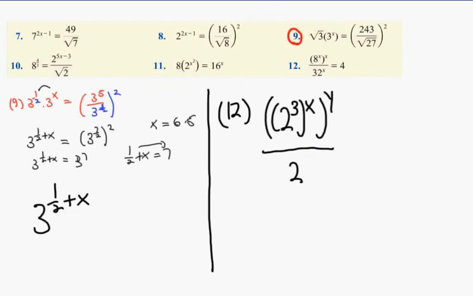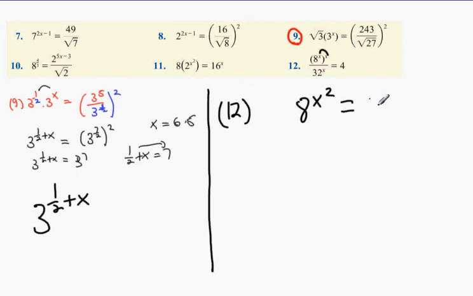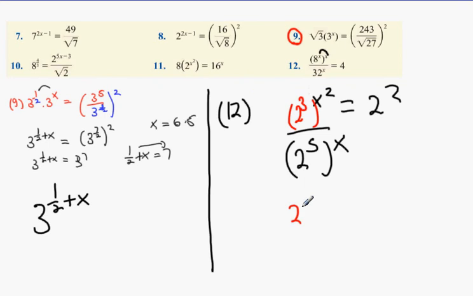Oh, it's x squared, is it? Sorry, excuse me. So if that's 2 x's, what we can do there is actually multiply them at the start and say it's 8 to the power of x squared divided by 2 to the power of 5 to the power of x. Next step, change 8 into 2 to the power of 3. Now what we're going to get is 2 to the power of 3x squared divided by 2 to the power of 5x equals 2 to the power of 2.